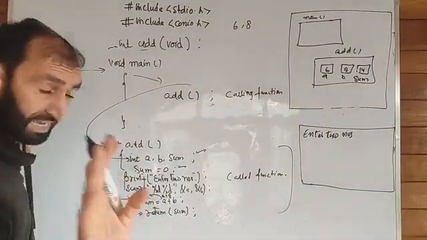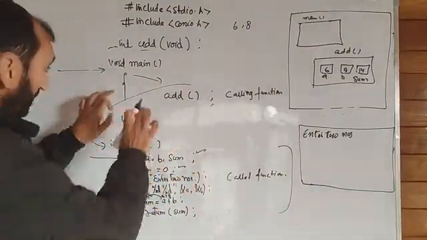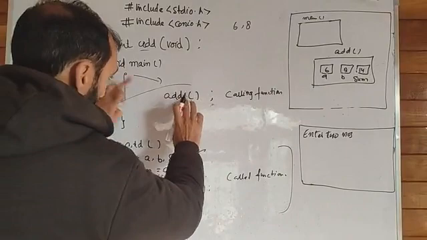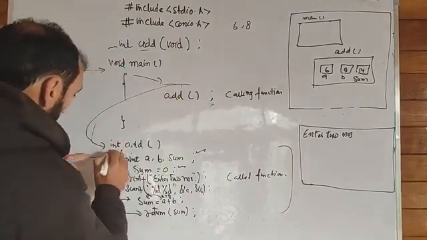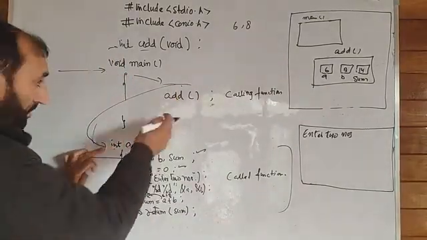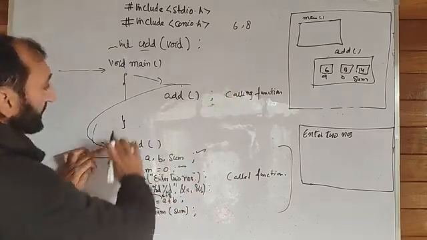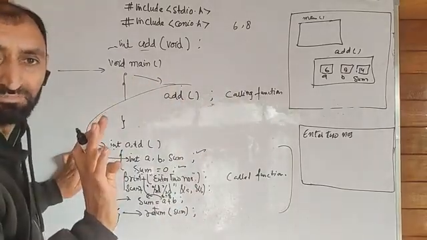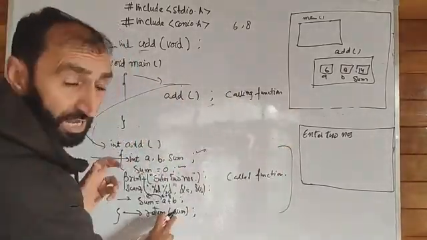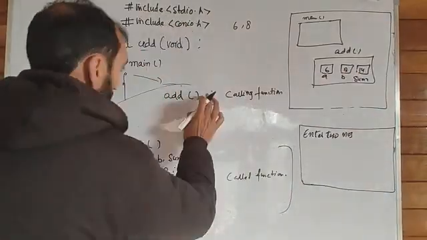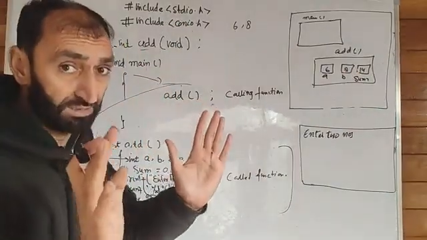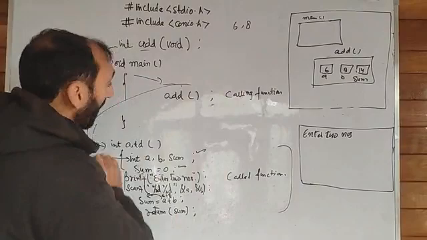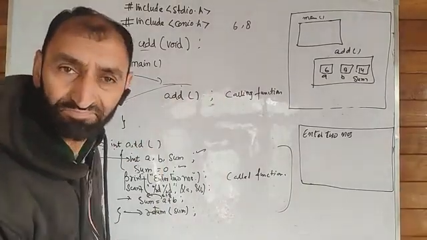Control will go back to the calling function. Return sum means returning the value of sum. Sum is what value? 14. So take care here.